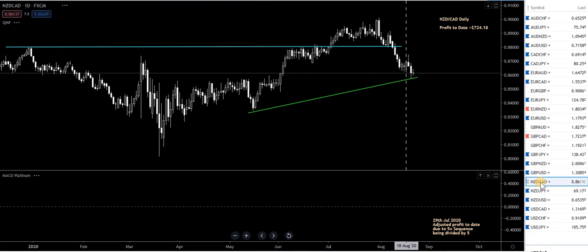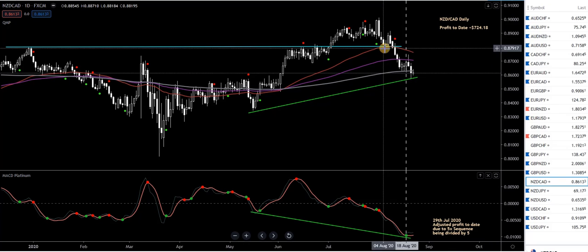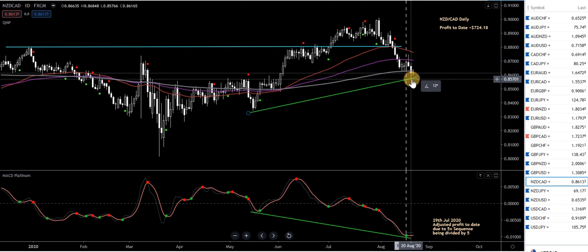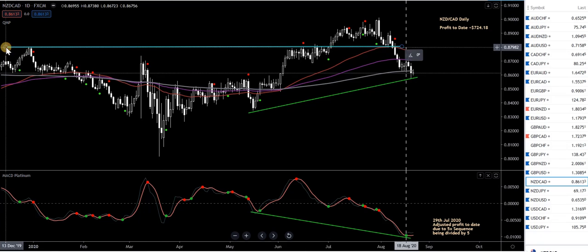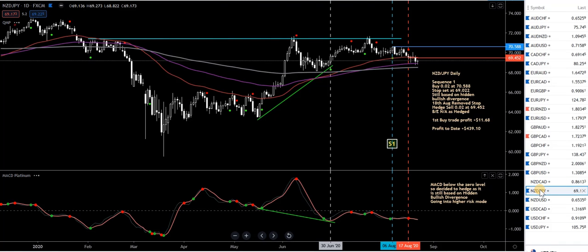New Zealand CAD. This thing's fallen off a bit of a cliff lately, and it's still going down. I've drawn my lines and I'm getting ready for possible divergence there. Nothing happening at the moment. It's a pair I don't mind trading. It's boring at the moment, just waiting on a possible buy setup.